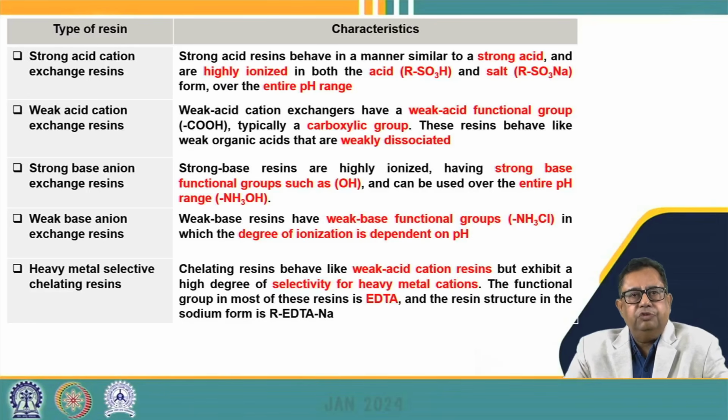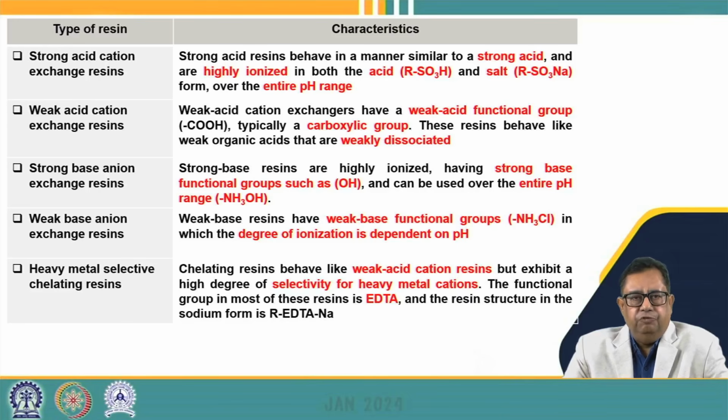Similarly, we can have strong base anion exchange resins where the anions basically can be exchanged by the functional groups. For example, here we can have the OH minus as the functional group which is present, and as strong base resins, they are also highly ionized, and they can be used for a long pH range, and they can be represented by the general formula, that is R NH3OH.